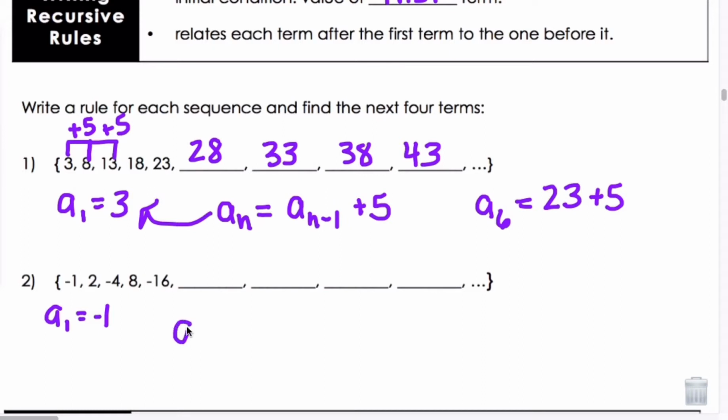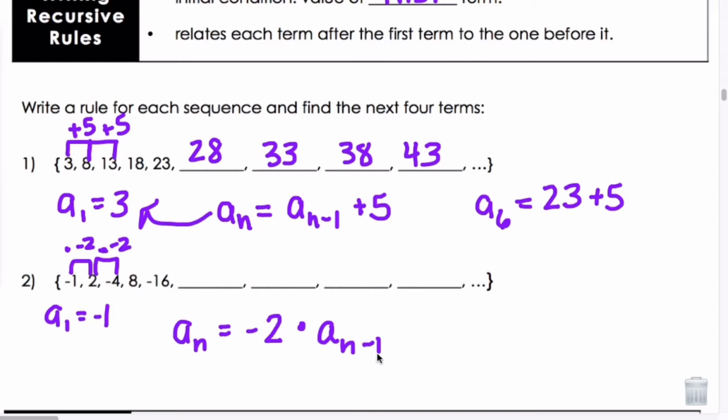So I always like to identify the first term before I write the rule. And then I say a sub n. It looks like I could be multiplying by -2, right? -2 times -1 is positive 2. Positive 2 times -2 is -4, right? So I'm multiplying by -2, multiplying by -2. So I'll write that as my rule, -2 times my previous term.